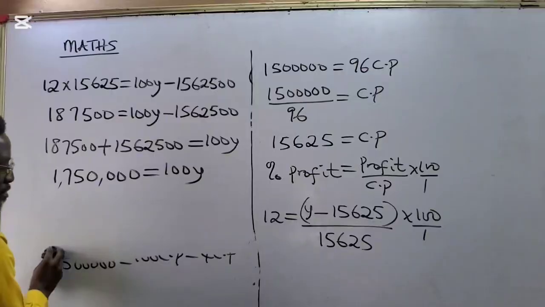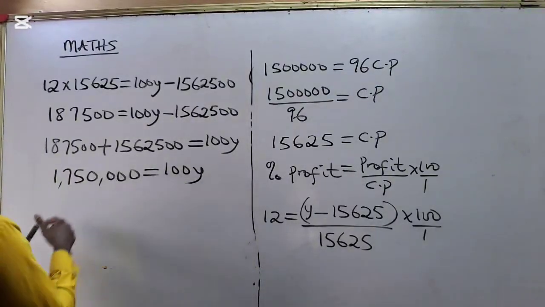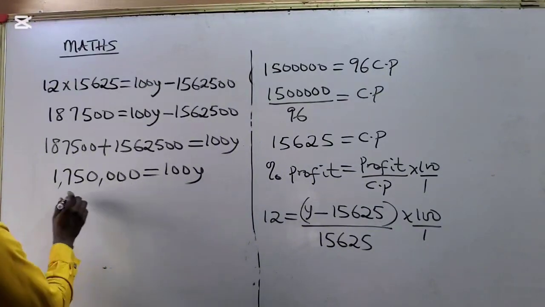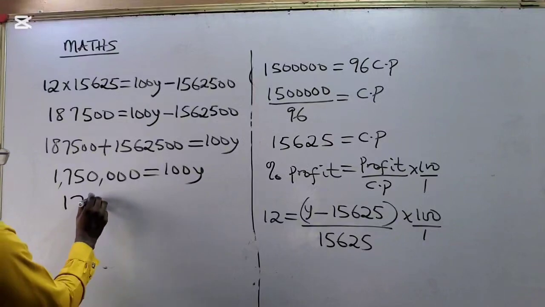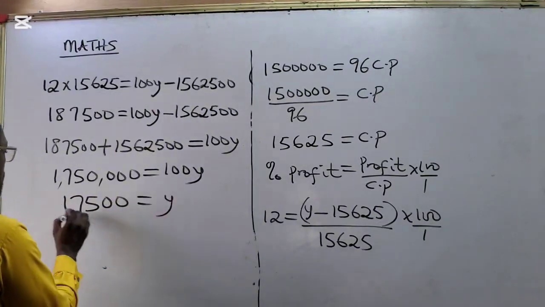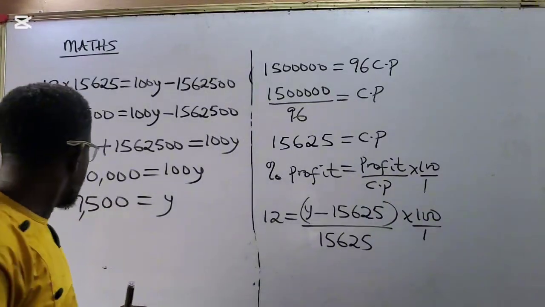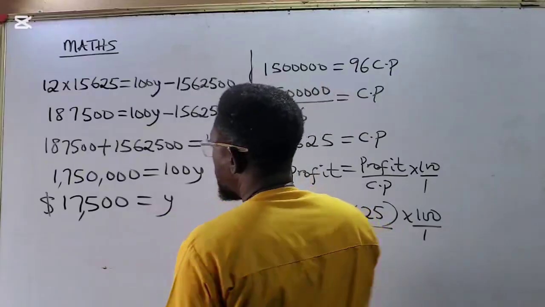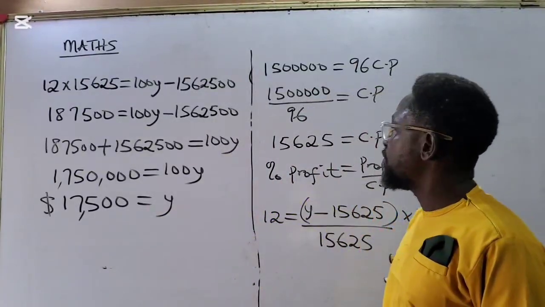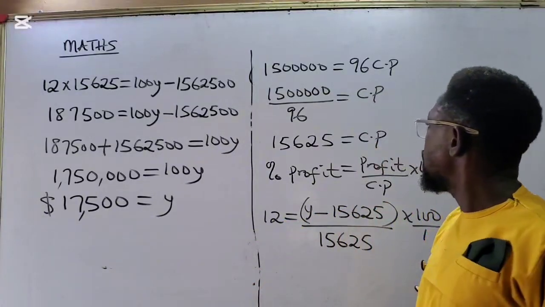So the next thing I'll do now is to divide both sides by 100. These two zeros will cancel these two. We're left with 17,500 equals y. So he sold it for 17,500 naira. And that was why he was able to make a profit, because the 17,500 is greater than the cost price, which is 15,625.